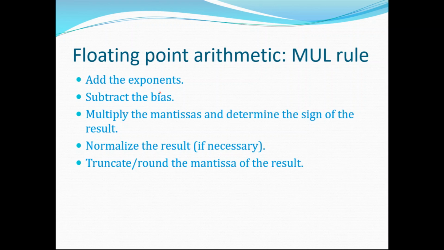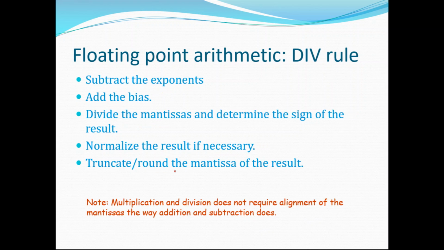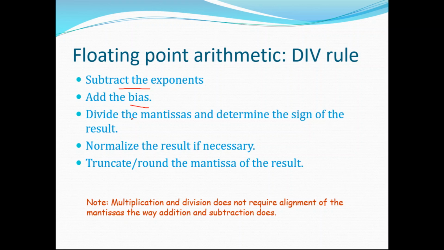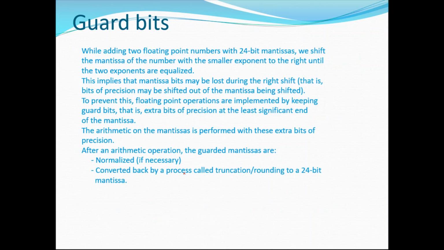And this is for multiplication. Add the exponents, multiply the mantissa, determine the sign, and normalize the result. Sometimes you may have to truncate or round the mantissa. And for division, subtract the exponents, add the bias, divide the mantissa, determine the sign of the result, normalize the result, and truncate or round the output. Okay, fine.